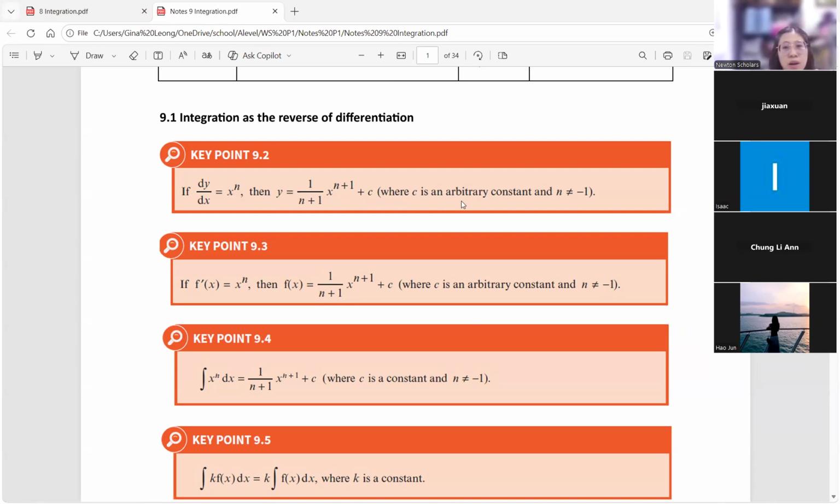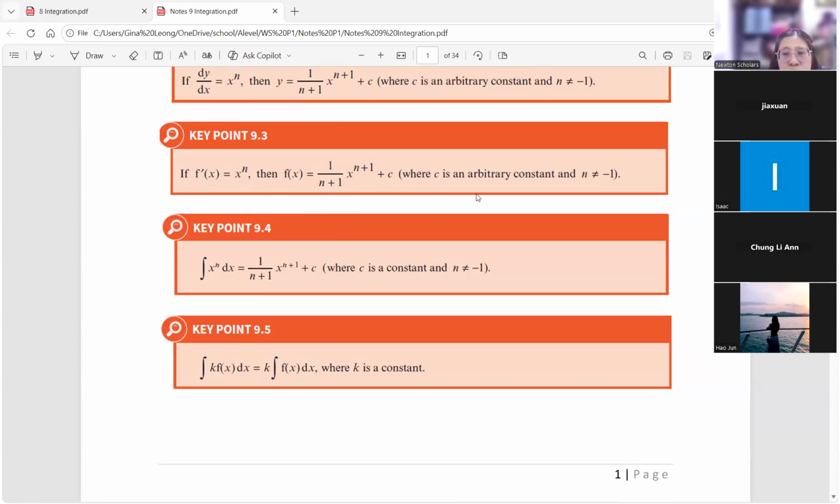Integration. Okay, I think all of you got the notes, everything already. I already posted. Okay, so we go for the integration. Let's say we have dy/dx equals x power n. If you want to do the integration, I mean you get back the y, you need to bring the n down. That means 1 over n plus 1 times x to the n plus 1. Always have the n plus 1. For differentiation it is minus 1, for integration it is plus 1.